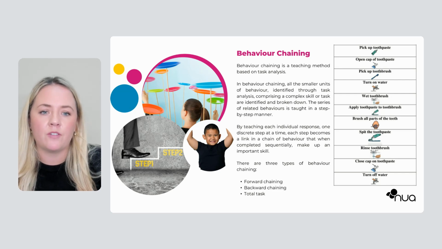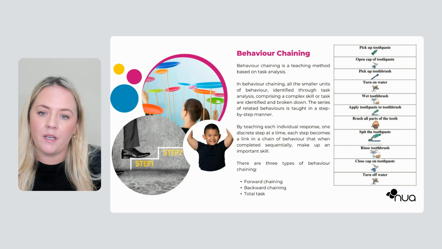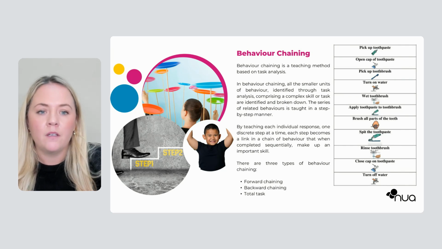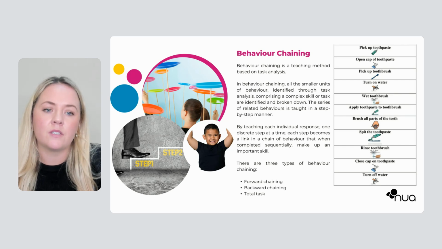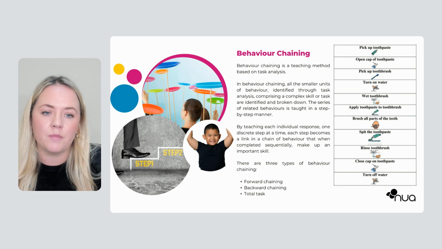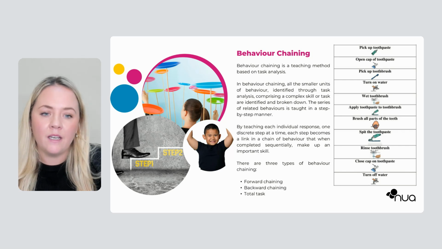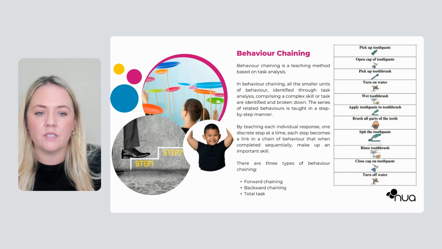With behavior chaining, what we're trying to do is teach each of these steps as a link and as part of a bigger chain. So each of these links add together to make that behavior chain of the complete skill. The series of related behaviors is taught in a step by step manner using this chaining until the full sequence of the behavior has been mastered. By breaking the steps down into these individual discrete steps and teaching them in isolation, this helps us to create a link in a chain of behavior that, when completed altogether, again, makes up that important skill.